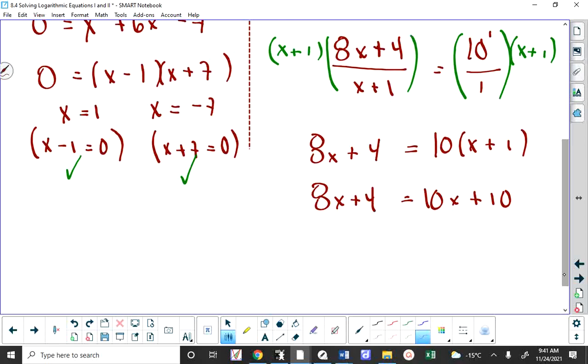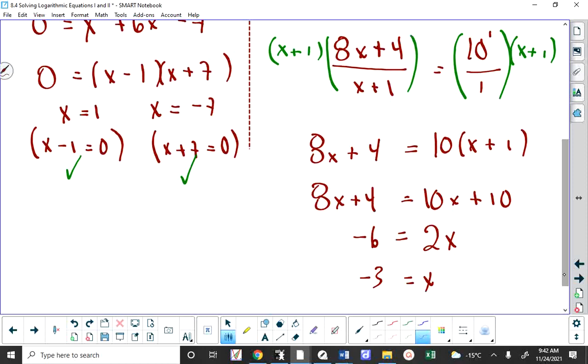I would subtract 8 from both sides to get 2x. On the other side, I would subtract 10 from both sides to get negative 6. So I'm getting x equals negative 3. You're getting the same number? Okay, so is that an actual solution?